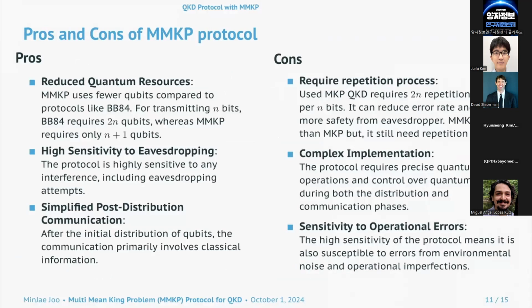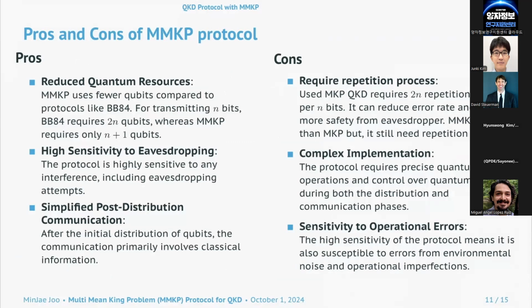And the MMKP protocol has both advantages and disadvantages. One of the key advantages is reduced quantum resource usage. Unlike protocols such as BB84 and the MMKP problem, which require 2n qubits to transmit n bits, the MMKP protocol only needs n+1 qubits, making it more efficient in terms of qubit usage.